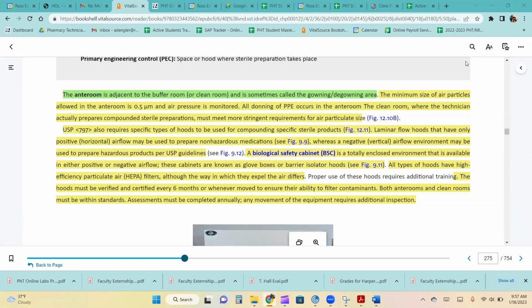All types of hoods have high efficiency particulate air, HEPA, filters, although the way in which they expel the air differs. The hoods must be verified and certified every 6 months or whenever they move, to ensure their ability to filter contaminants. Both anterooms and cleanrooms must be within standards. Assessments must be completed annually, and any movement of the equipment requires additional inspection.